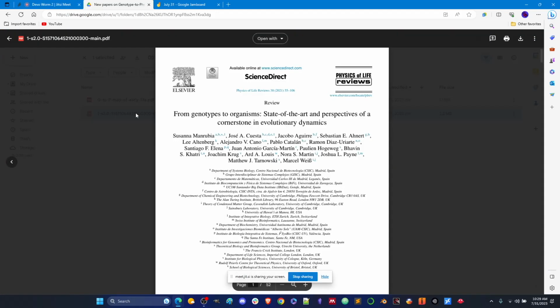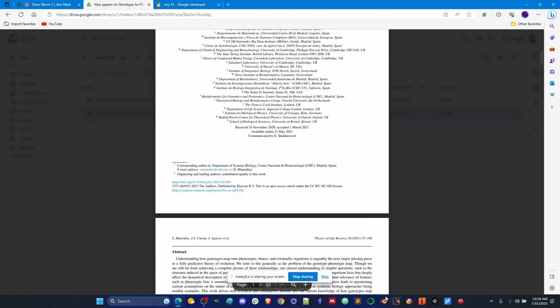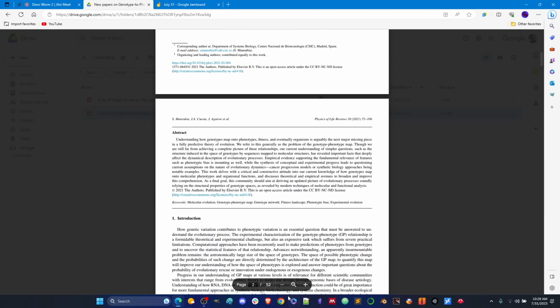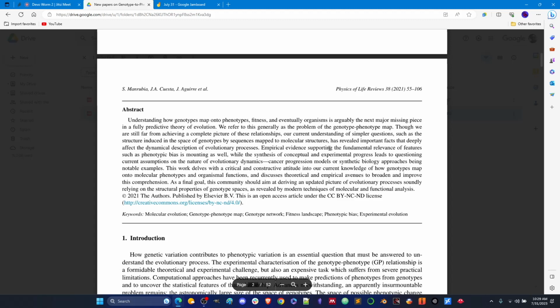The first paper is From Genotypes to Organisms: State-of-the-Art and Perspectives of a Cornerstone in Evolutionary Dynamics. There are a whole host of authors here: Susanna Manrubia et al., Lee Altenberg is on this, Santiago Elena, Pauline Hogeweg. I'm just looking at the big names. There are a lot of people on this paper, so they've thought about this quite extensively. It's in the journal Physics of Life Reviews, so this is a physics of life take on it.